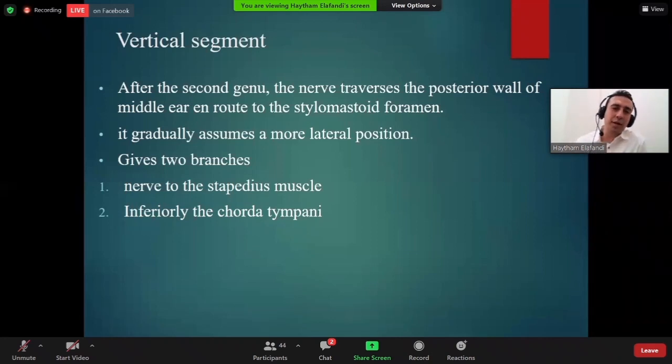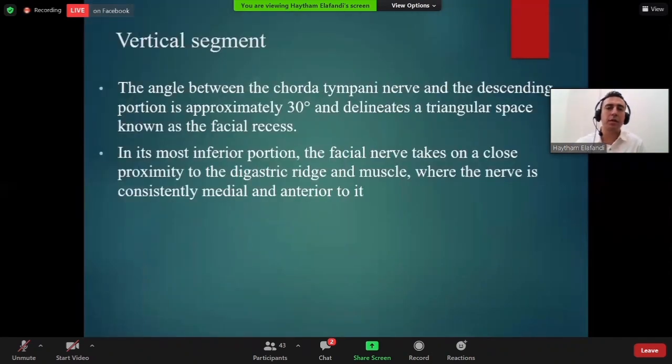Here it gives two branches: superiorly the nerve to the stapedius muscle, and inferiorly the chorda tympani nerve. In the vertical segment, the angle between the chorda tympani and the descending portion is approximately 30 degrees, and it delineates a triangular space, very important, called the facial recess, which is now the access for the round window and the stapedial tendon, especially in cochlear implantation surgeries.